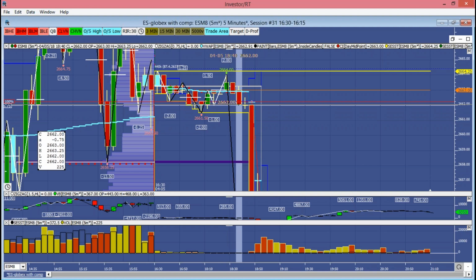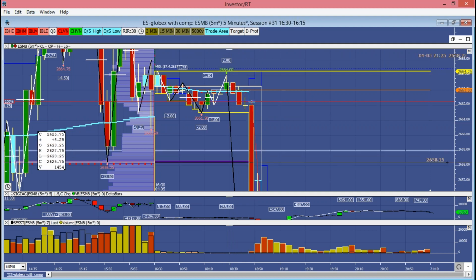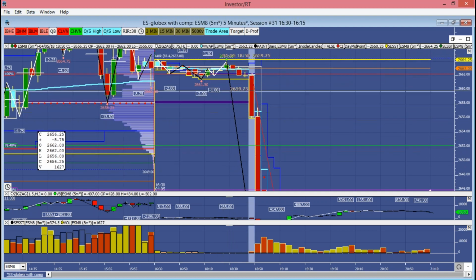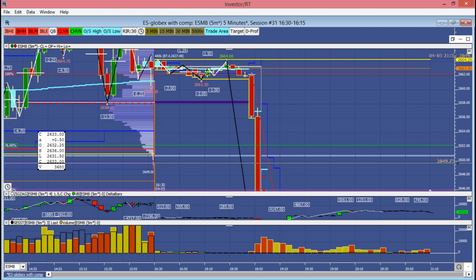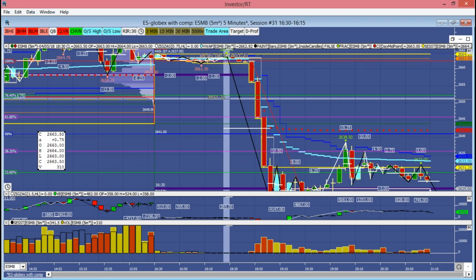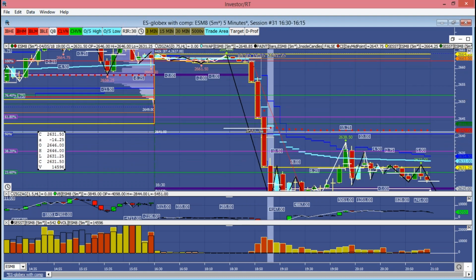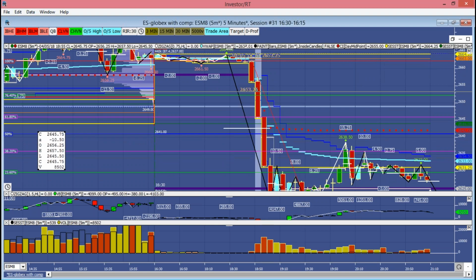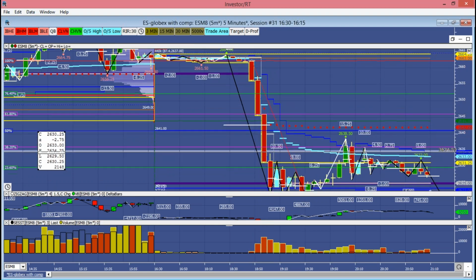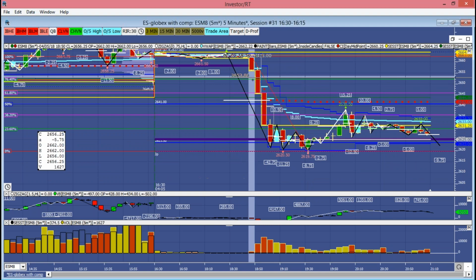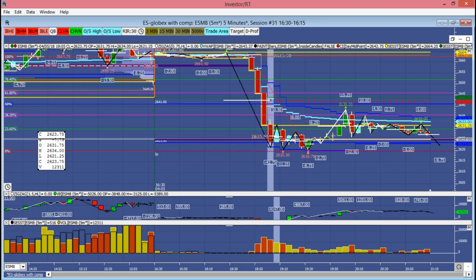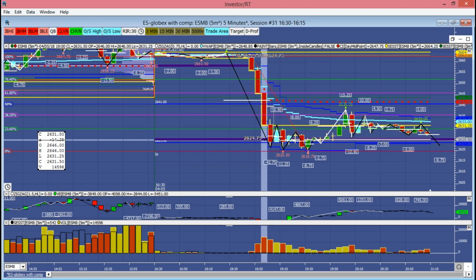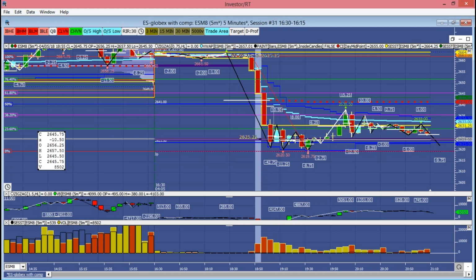About 5 minutes just before the news. Although I did get a nice chunk of this downward, and that's really what set up for me to triple my goal today in my account. But then we get the news. We get the huge move down into the 24, 25 area.